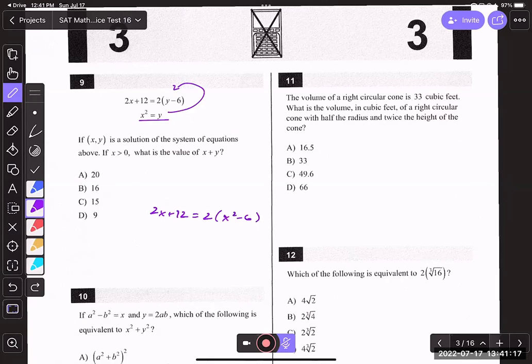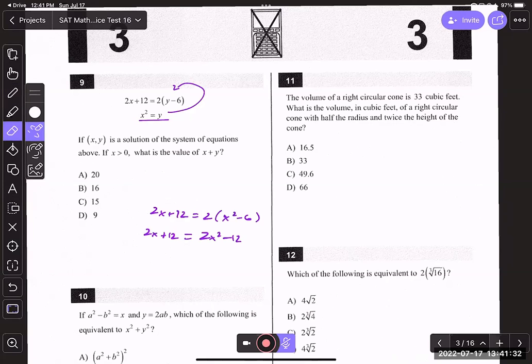So instead of doing that, what you need to do is you need to distribute this 2 to get the parentheses to go away. So if you distribute the 2, you get 2x squared minus 12 is equal to 2x plus 12. What should we do here? What do we do at this point? So then we need to know what x is. How do you solve for x here?